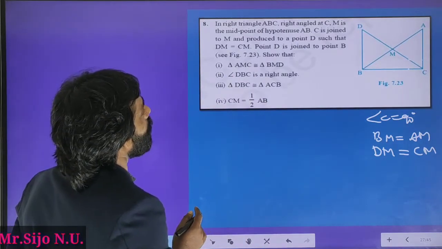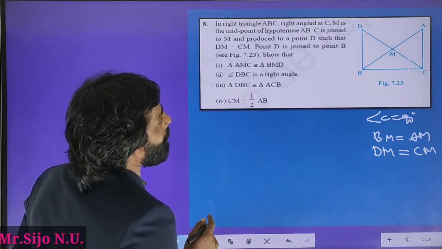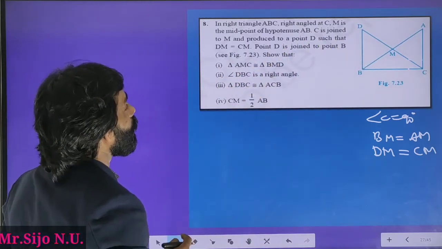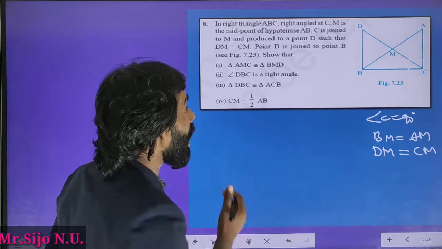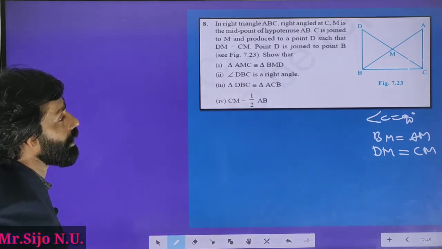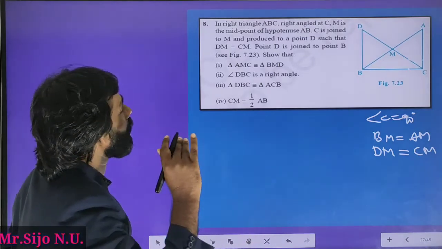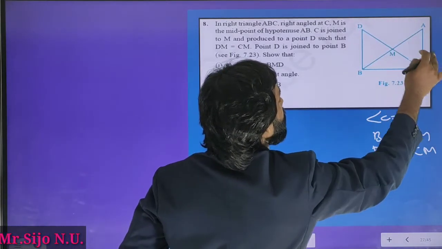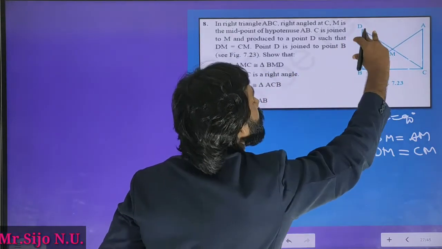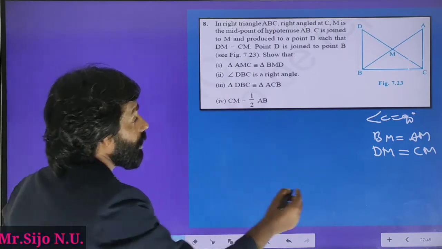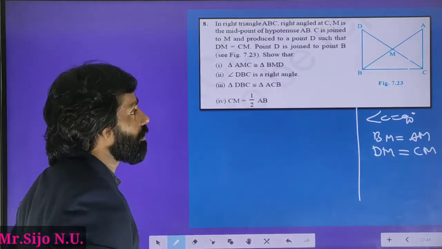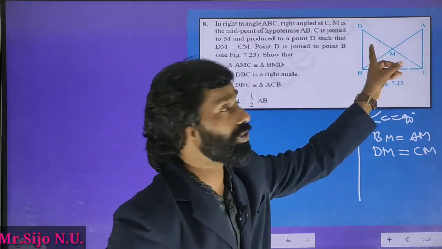Point D is joined to point B. So we got this figure. We have to show the first one: triangle AMC is congruent to triangle BMD. Let us check which triangle is AMC. This triangle is congruent to BMD. These things are given, and we need to prove this triangle is congruent to this triangle.